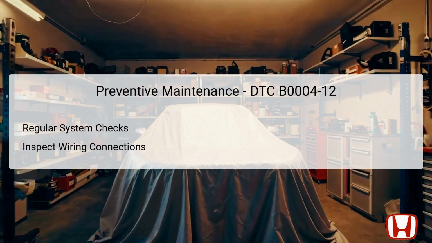To prevent future occurrences of DTC B0004-12, regular checks on the entire airbag system are essential. This includes periodic inspections of all associated wiring connections and connectors. Keeping the connections clean and free of corrosion can significantly reduce the risk of shorts in the system.